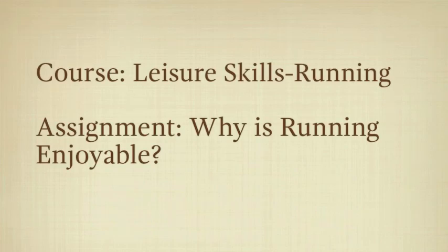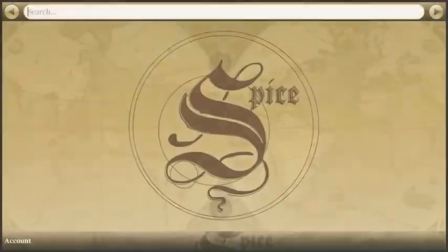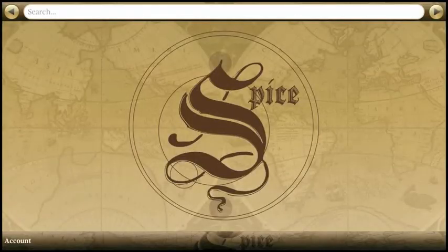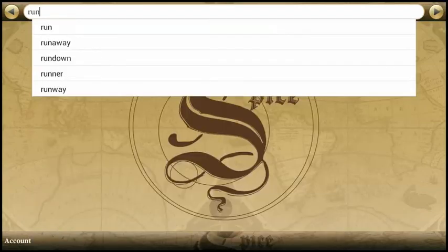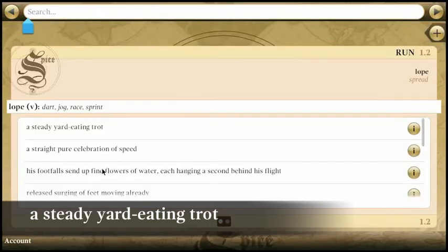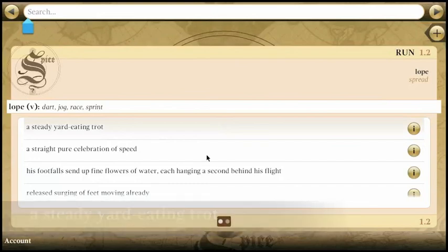Let's say you're taking a 1-hour leisure skills course in running. As your final exam, your teacher assigns a 1-page paper answering the question, why is running enjoyable? Using Spice, let's look up run. A steady, yard-eating trot. You could write about getting into a zone to clear your head when you're running.